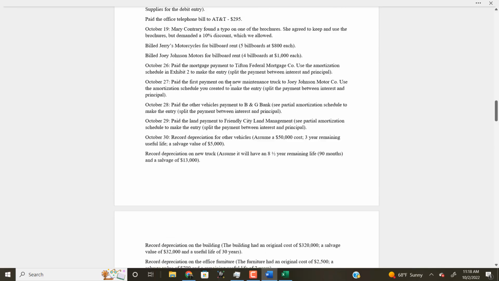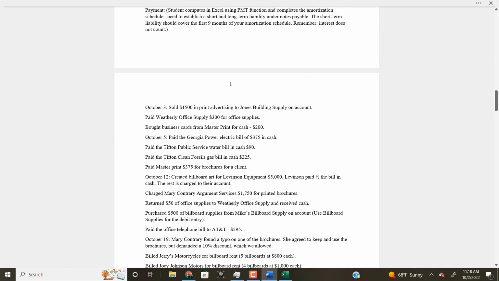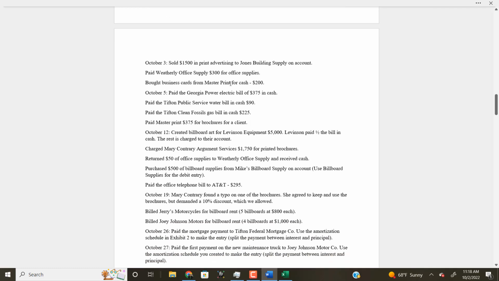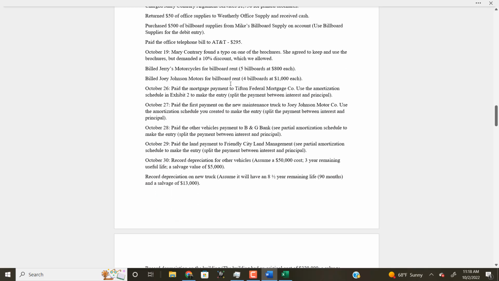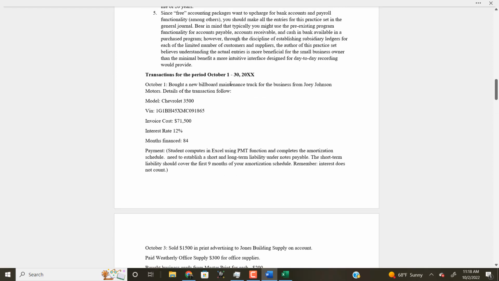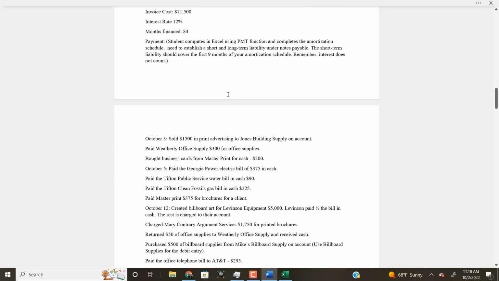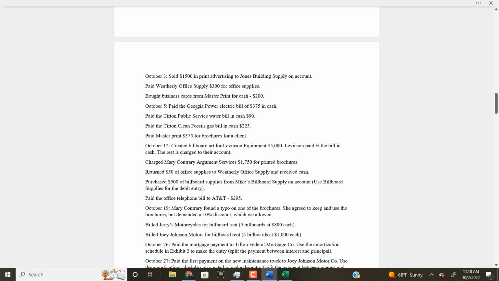Well, we're going to go back up here to October and find Levinson. And let's see where Levinson is here. I'm pretty sure I know what the entry is, but let me see if I can find it. Jones, Weatherly, Master, Tifton, Levinson. Okay. And what Levinson did is the same thing that Jones just did. They paid half on their bill and the rest was charged to their account. So at this point, Levinson has $2,500 that they still owe us.